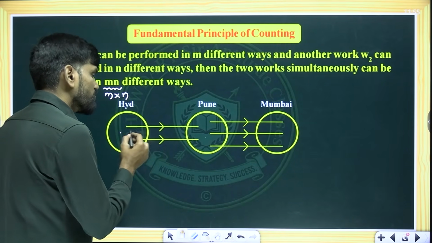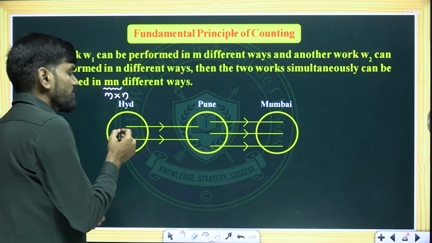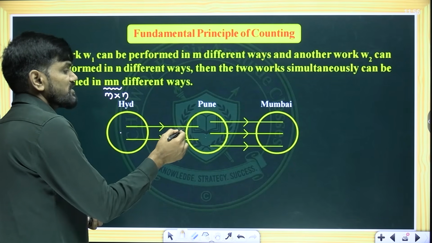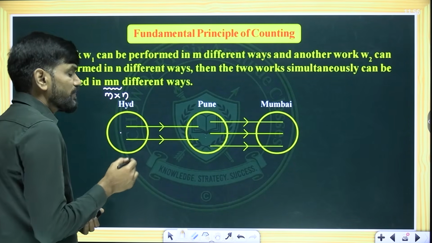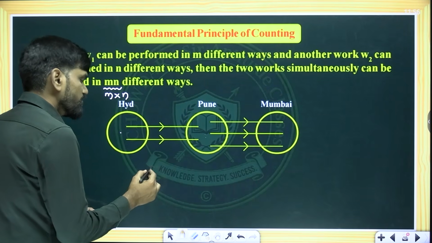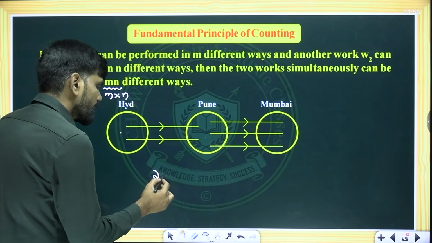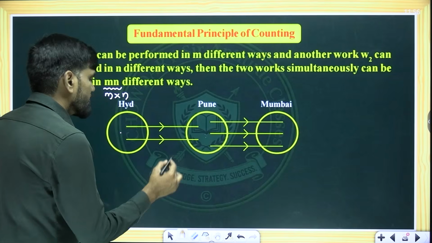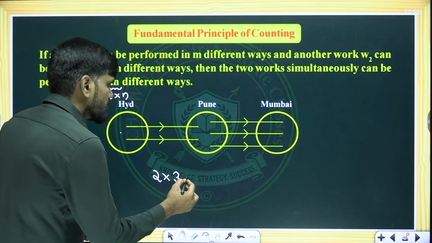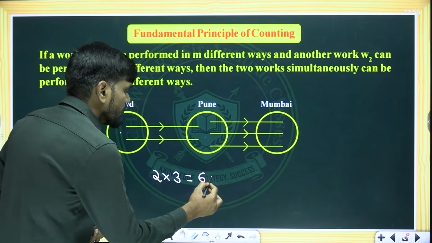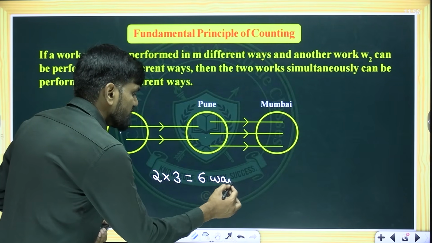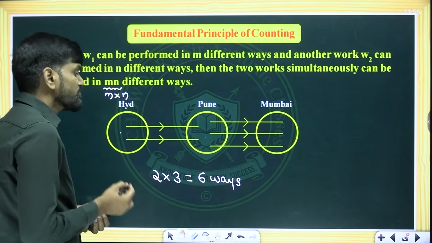There are 2 ways to go from Hyderabad to Pune. This is task 1. Going from Hyderabad to Pune is task 1, and Pune to Mumbai is task 2. So, work W1 can be done in 2 ways. Going from Pune to Mumbai can happen in 3 ways. So, in total, you can travel in 6 different ways.